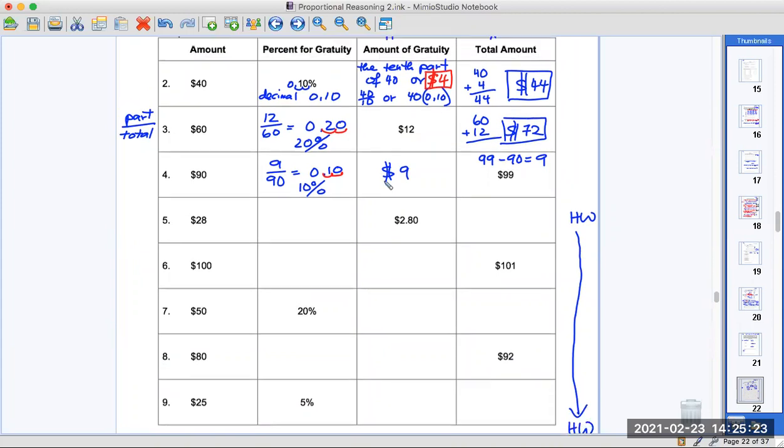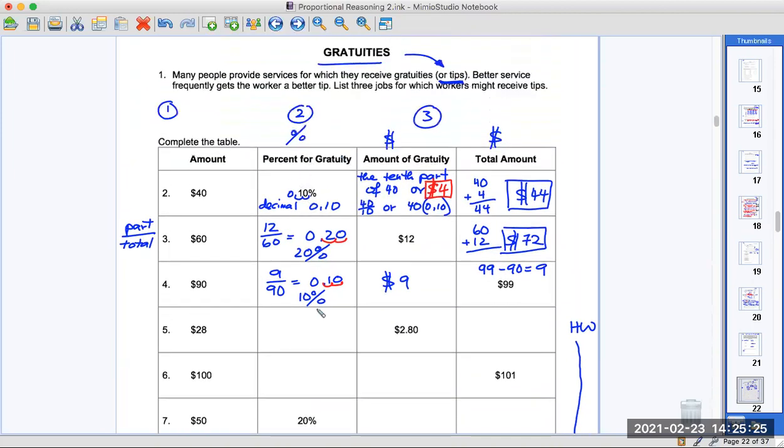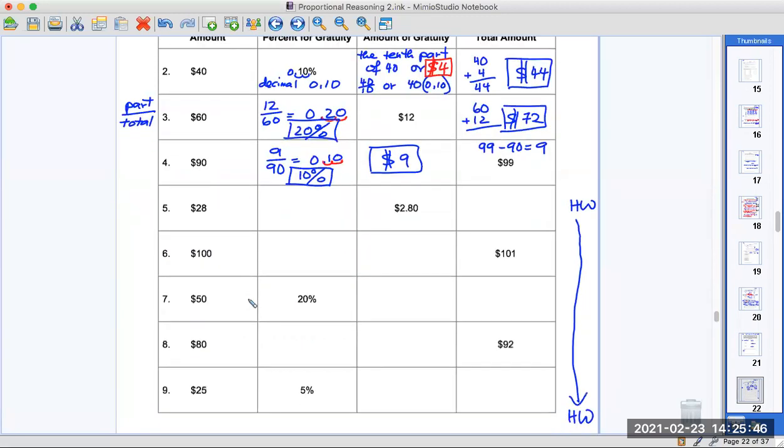Okay. Look at the example. So in this column, you want a percent. In this column, you need a dollar amount. And in this column, you need a dollar amount. So when you get your answers, I do like you to box them if you have room. That always helps to make it stand out what your answer is. Okay, so good luck on this page.